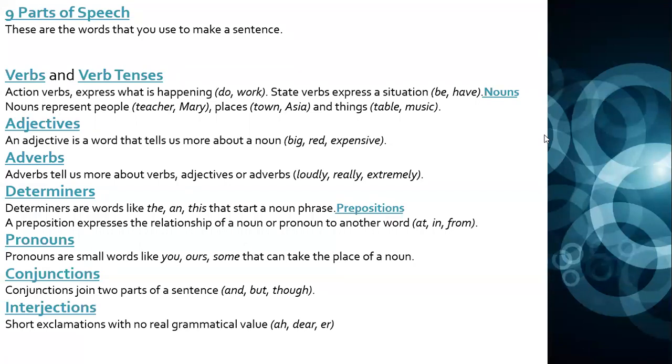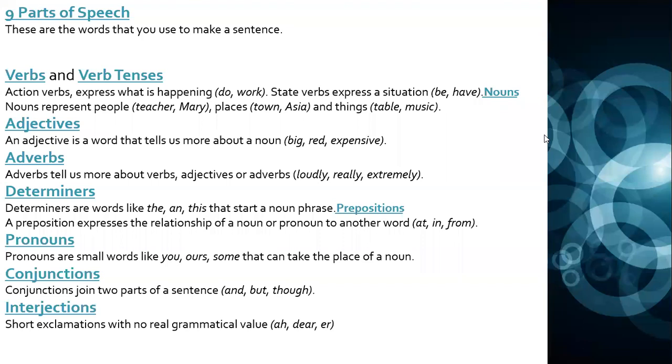So there are 9 parts of speech. There's verbs, verb tenses. Action verbs express what is happening, like do or work. State verbs express the situation, be or have. Nouns represent the person, place, things. So people: Mary, Miss Kate, Mr. Jim, Miss Sam. Places: school, work, home. Things: table, music, CD, cell phone.